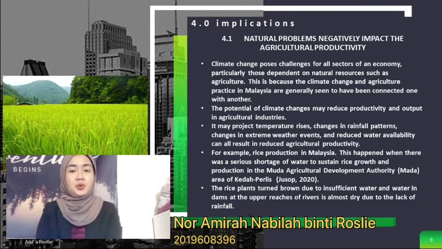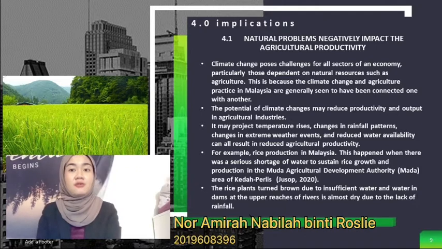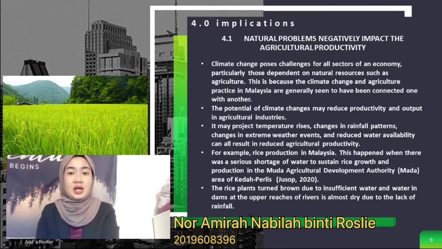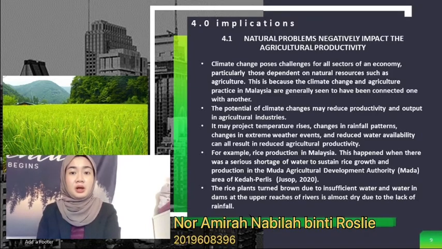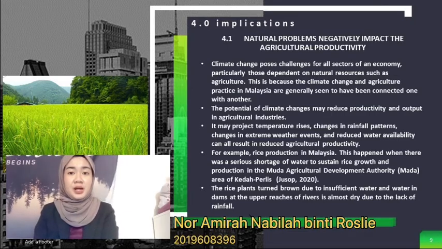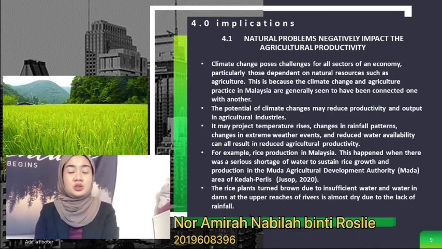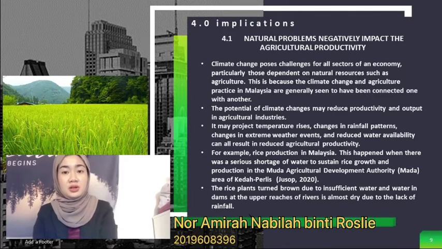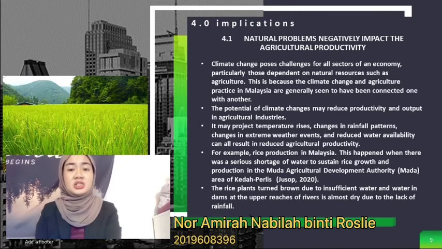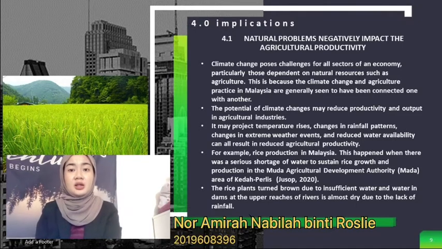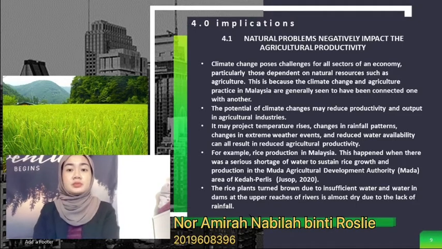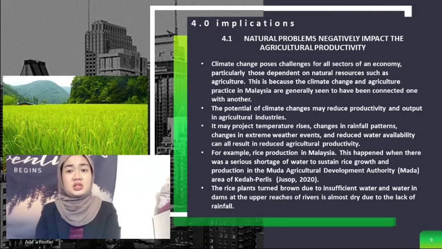Climate change poses challenges for all sectors of an economy, particularly those dependent on natural resources such as agriculture. Agriculture is primarily dependent on climate. This is because climate change and agricultural practice in Malaysia are generally seen to have been connected with each other. However, potential changes in climate may reduce productivity and output in the agricultural industry. Climate change is also very likely to affect food security globally.